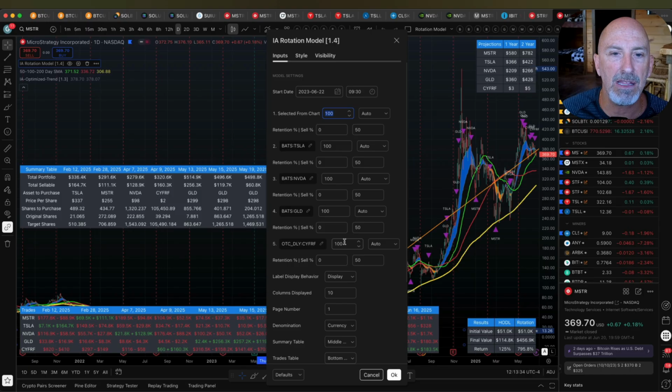Then the next thing that you have to start considering is, what about these projections? These projections in the upper right-hand corner. So this is saying that MicroStrategy a year from now would be 580, Tesla would be 366, NVIDIA 209, gold, GLD 360, and CYFRF will be $3, okay?